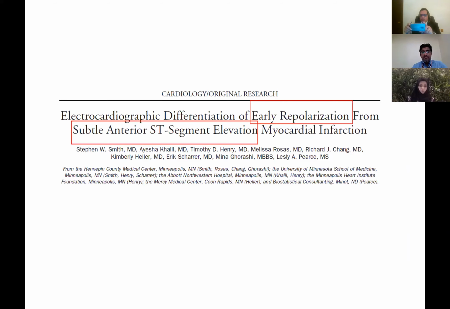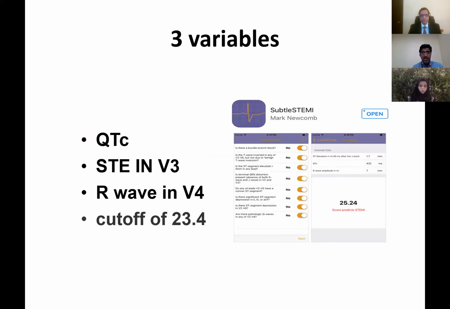Stephen Smith was talking about how you can differentiate between early repolarization and subtle anterior STEMI, and it's really challenging. For the last 10 years, he has had lots of cases in his blog and in his presentations, talking about different criteria on how to differentiate between early repolarization and subtle anterior STEMI. I will just go quickly over his criteria. You can go to his website and get more details.